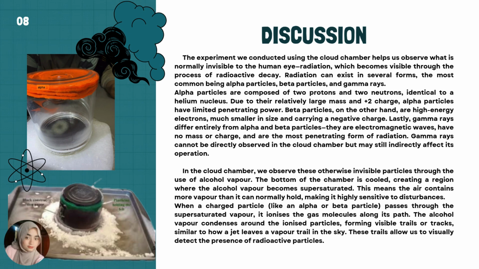Alpha particles are made up of 2 proton and 2 neutron. Basically, they are same as a helium nucleus. Because of their large mass and positive charge, they don't travel very far and have low penetration.